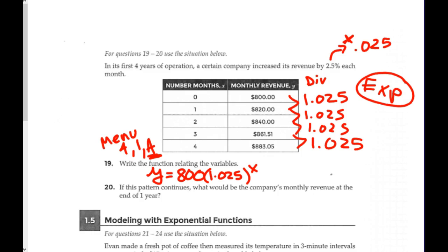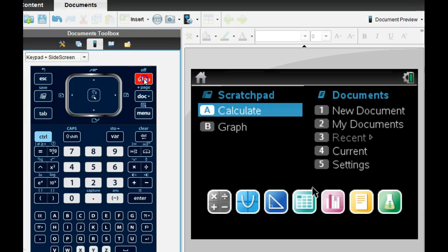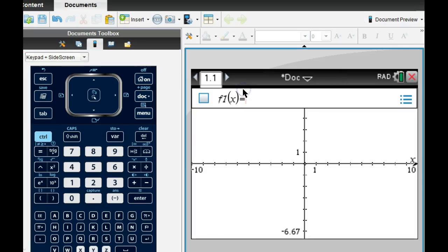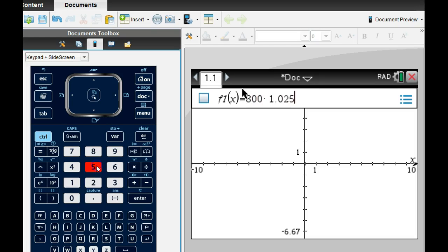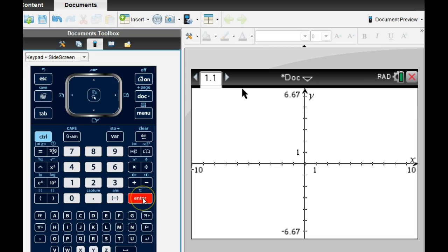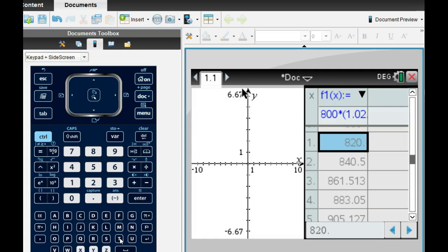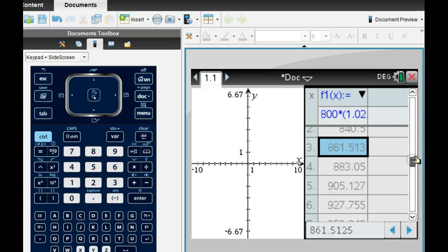If this pattern continues, what would be the company's monthly revenue at the end of 1 year? So what we're looking for is 12. So let's type this equation into our calculator to graph: 800 times 1.025 to the power of x. Control T. Let's find that 12th month.